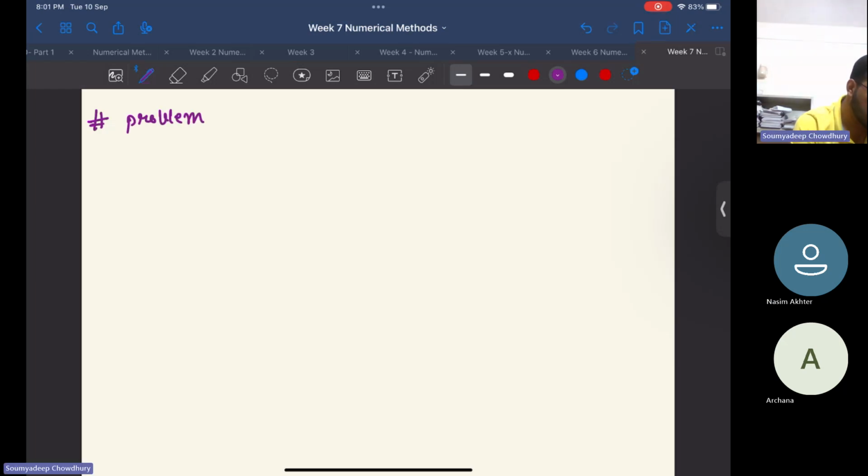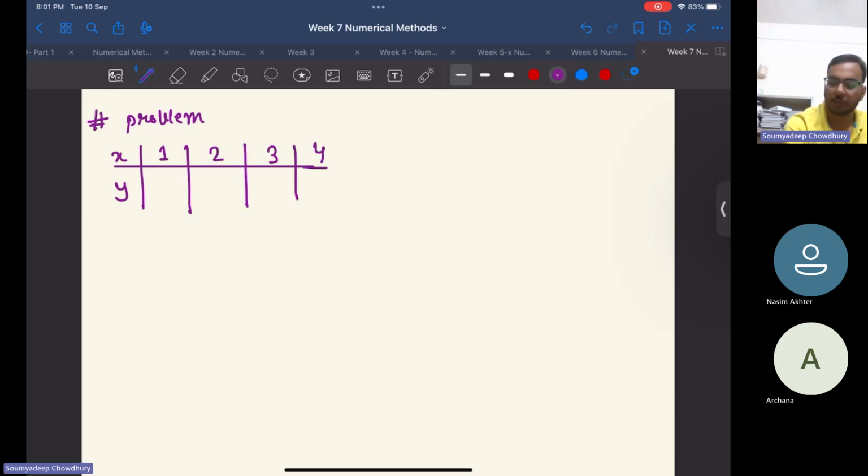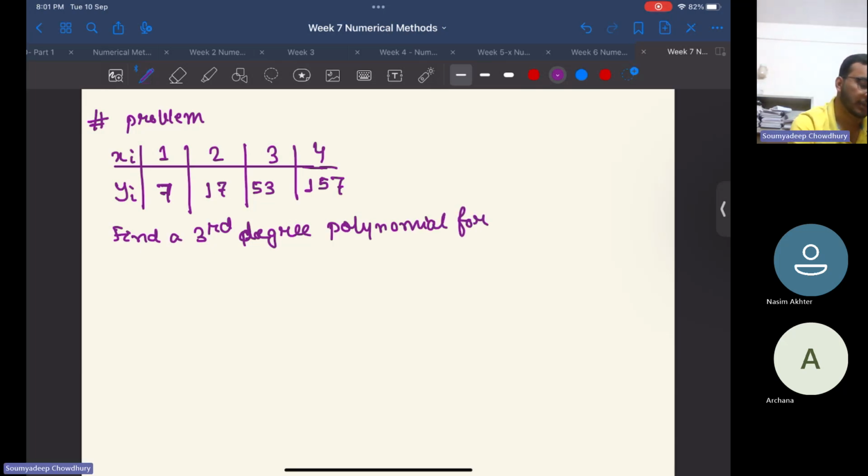Okay. So the question here is, there are multiple values of x and y given. So x is 1, 2, 3, 4, and the values of yi are 7, 17, 53, 157. It is told: find a third degree polynomial, because 4 data points are there, so you will get a third degree polynomial. So find a third degree polynomial for the given data.